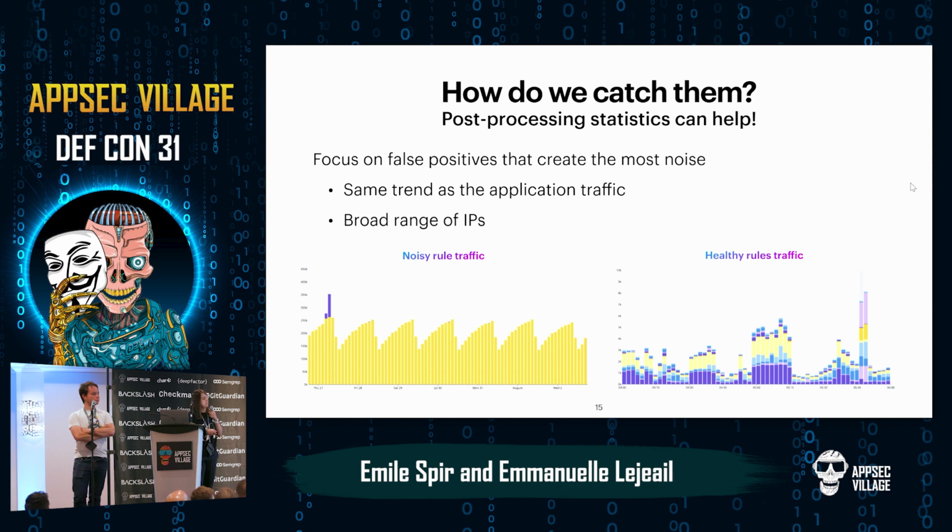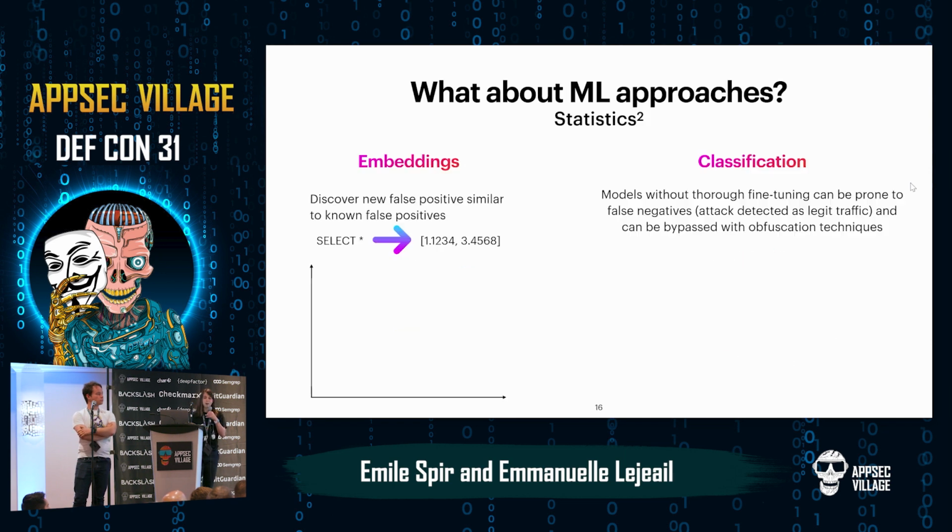And on the side here, I decided to show you what healthy-ish traffic could look like. So you have a bunch of bumps, ups and downs. And it's not super regular. So this is typically what healthy rules would be outputting in terms of number of triggers. All right. Now let's take it a step further and let's see if we can actually do any kind of machine learning post-processing. You can start with embeddings.